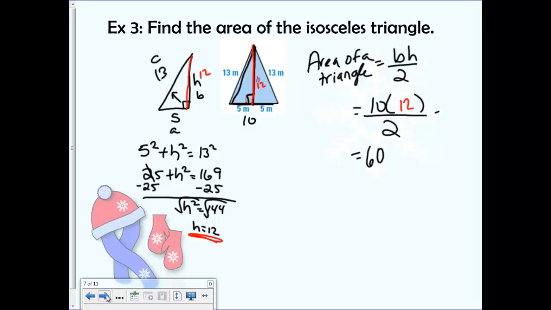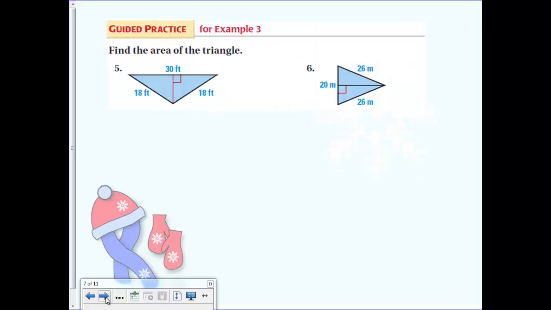Some of you may have said this. 10 times 12 is 120, divided by 2 gives us 60. I'm talking about meters squared, and that's my area. The area is 60 square meters. Yes, because area is like how many square tiles, how many square units fill up our figure. Good questions.